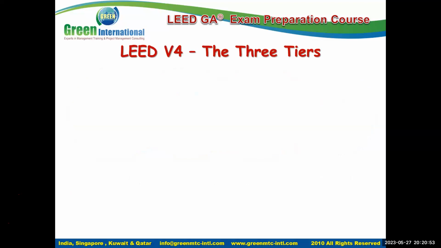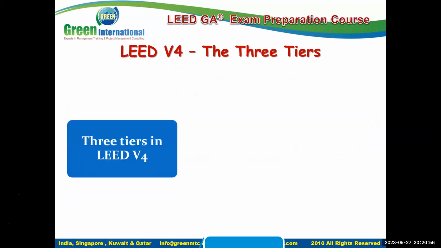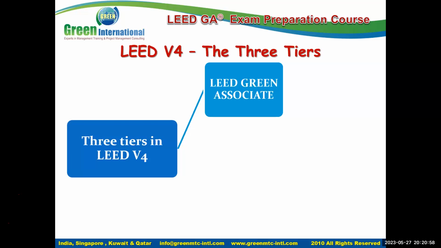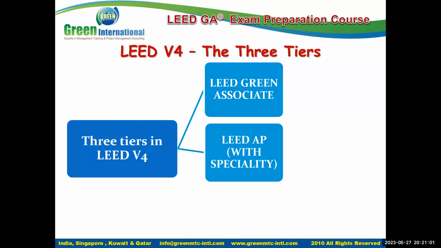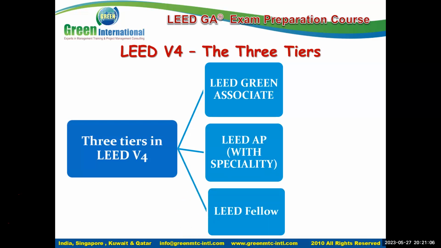Now, LEED has three tiers. The first is the LEED Green Associate, which all of you are preparing for. The next is LEED AP, which comes with a specialty. And the third is the LEED Fellow. LEED Green Associate is a very basic exam, and most people that appear for it clear it. The preparation we give for this course, the materials and the kind of questionnaires that we have, are usually sufficient to get through the LEED Green Associate exam. Everybody that has appeared for the exam from our side has cleared it.